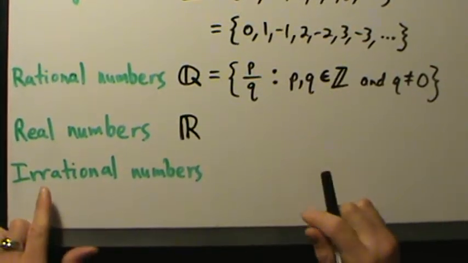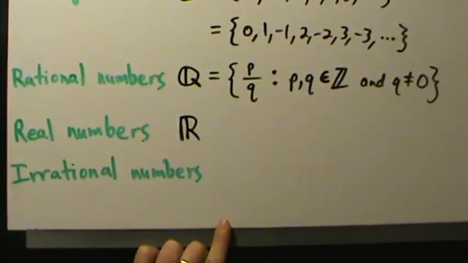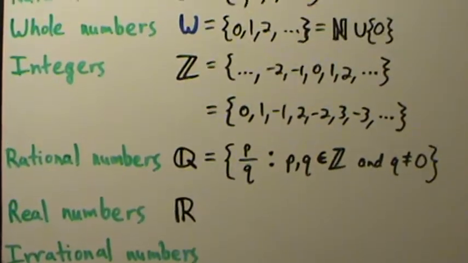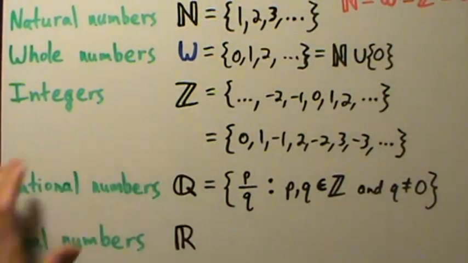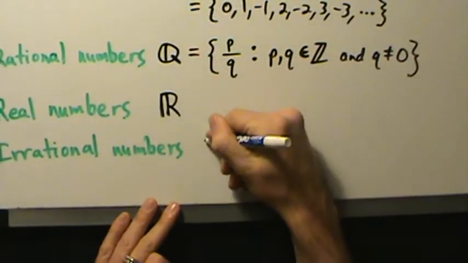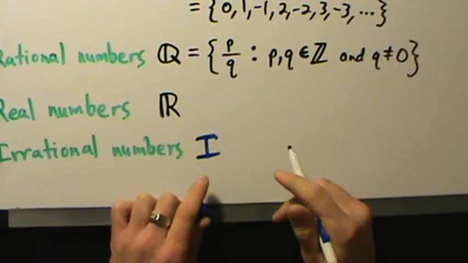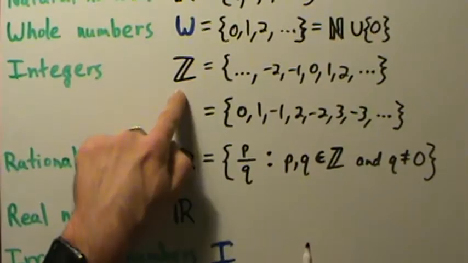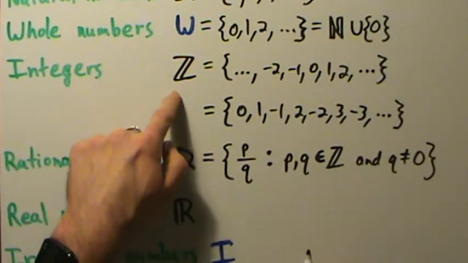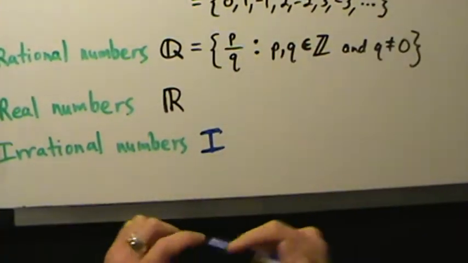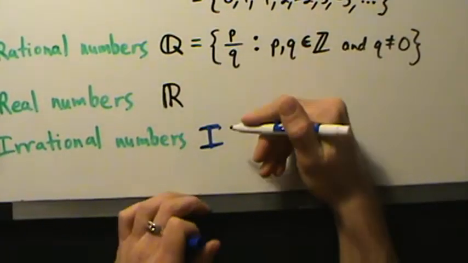First of all, they're not really important enough to get their own notation. Just like with the whole numbers, we'll just give them one for the video. So let's call these I for irrational. Be careful, don't confuse that with integer. It's Z for integer, which comes from the German word Zahlen. Okay, so irrational numbers.